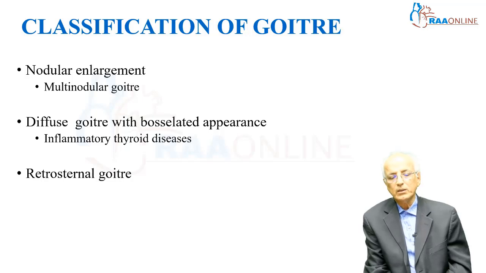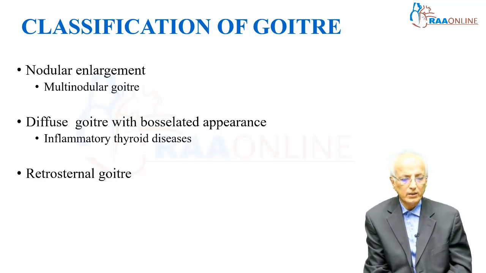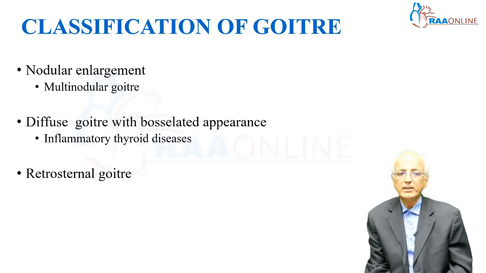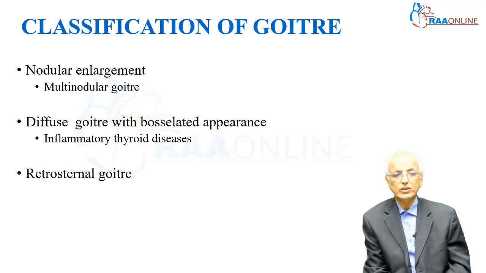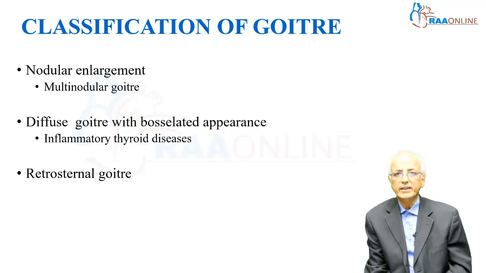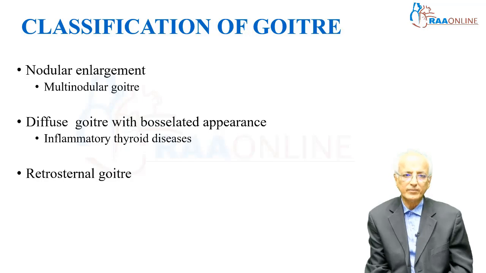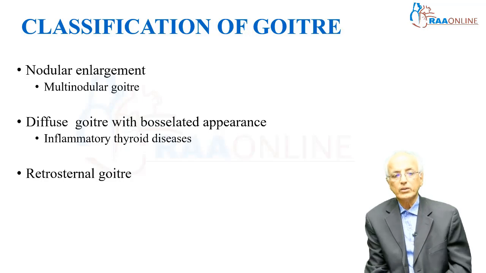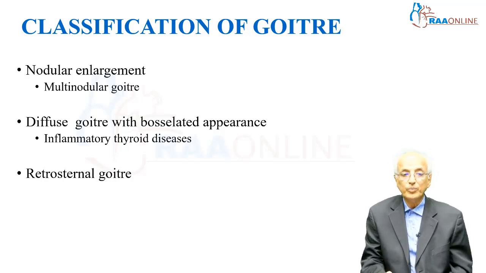Now, the second one is a nodular enlargement of the thyroid gland. This is a diffuse enlargement with multiple nodules appearing on the thyroid. This is classically called multinodular goiter, which is a very common disease. Diffuse goiter with some bosselated appearance happens in inflammatory thyroid disease. Another entity of goiter we have to remember is retrosternal goiter. This is the thyroid gland which is behind the manubrium sterni, and any increase in the size of this gland can cause pressure on the superior vena cava with attendant complications.